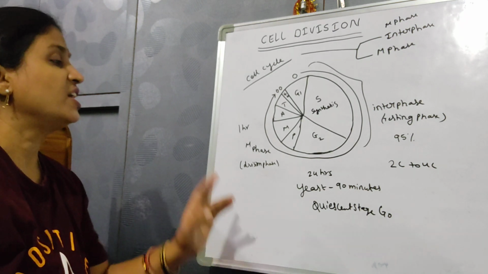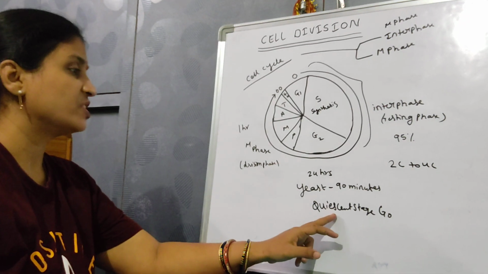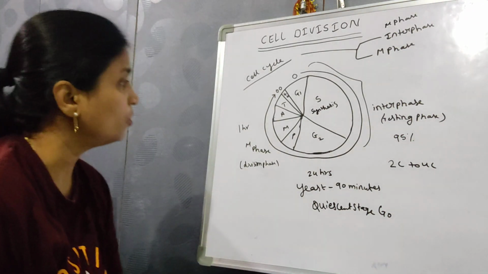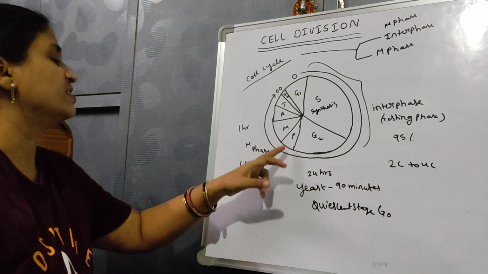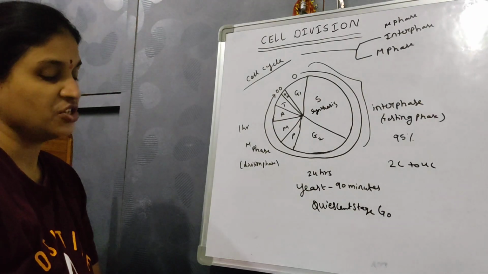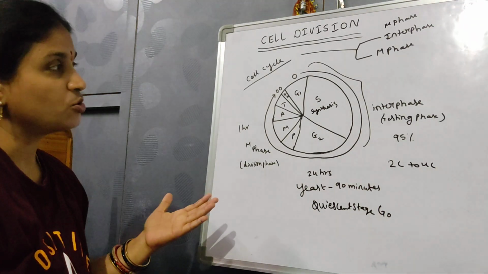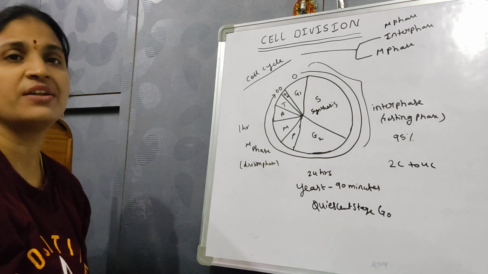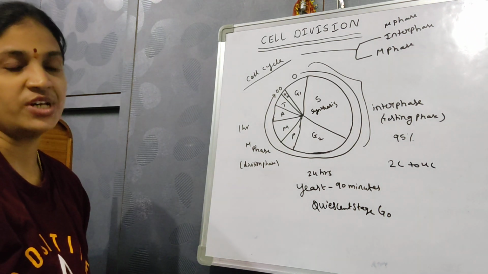They will not show any division. Such type of stage is called as quiescent stage or G0 stage or G0 phase. Coming on to now M phase, the divisional phase. If this is a somatic cell or a vegetative cell, normal vegetative and somatic cells, mitosis is going to take place.